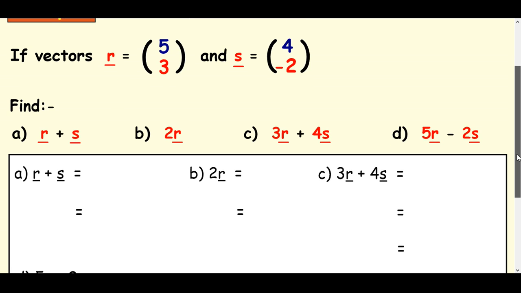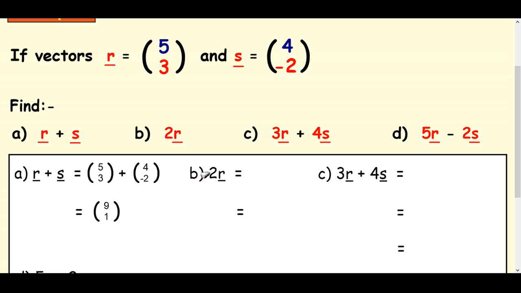So let's start with the first one, a nice basic easy one that you should have seen before. So if you're writing this out, just write it the same way as I've got it down here. So R plus S is (5, 3) plus (4, -2). So if you add the top 2 and then add the bottom 2, you're going to get 9 and then 1. And that's you finished that one.